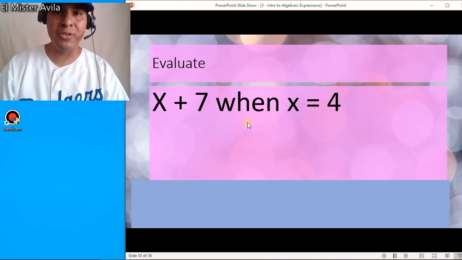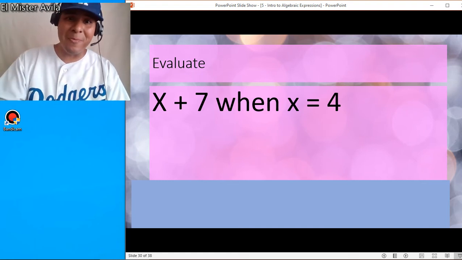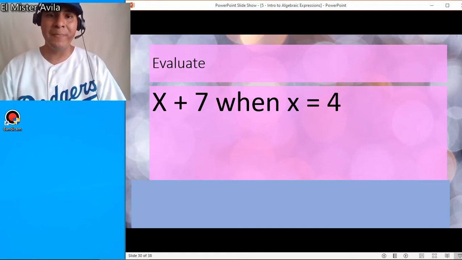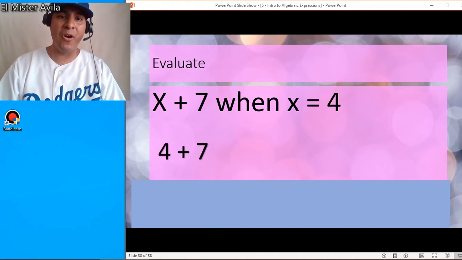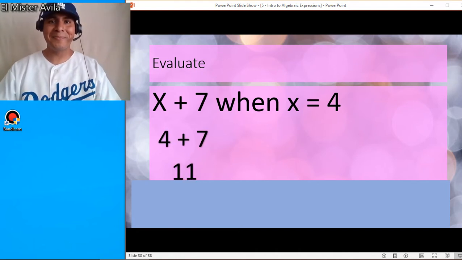Class, what's x plus 7 equal to? The answer is, I don't know. I don't know what x is. Well, then we keep reading: when x is equal to 4. So we're going to replace that x with the number 4. 4 plus 7 is 11. Easy enough. Okay, this isn't difficult.